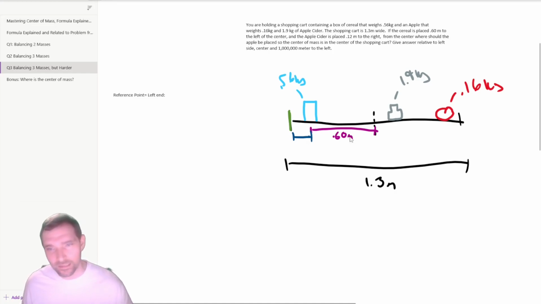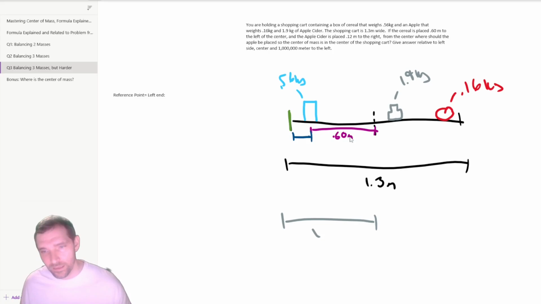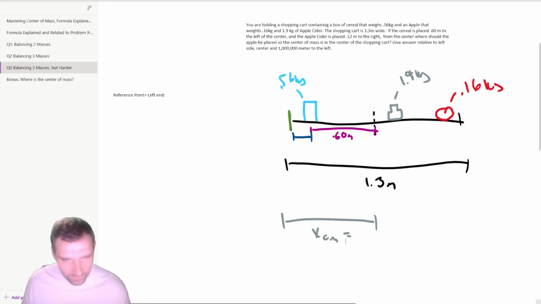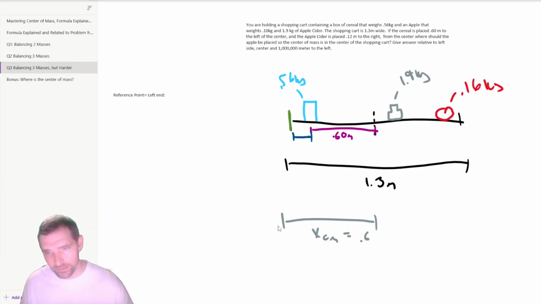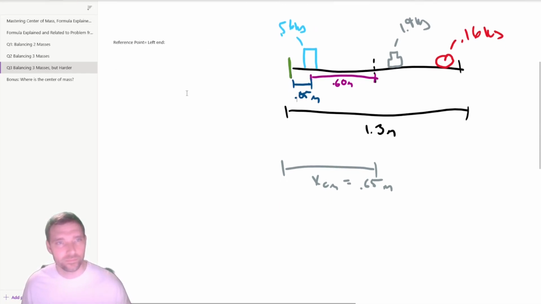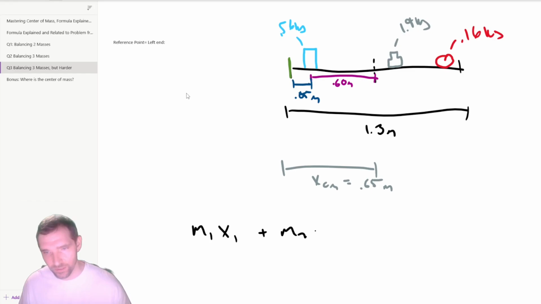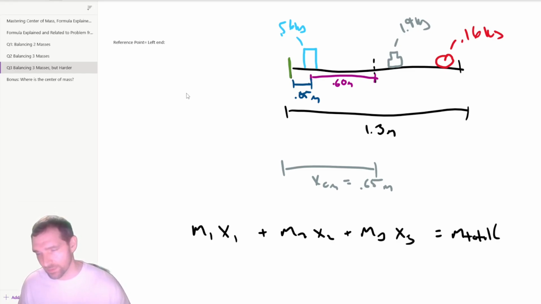So we can see that the x center of mass is just half of that. So let's get that number. 1.3 divided by 2, 0.65 meters. And then if you look here, if this is a length of 0.60, then this should be a length of 0.05 meters. So we do have x1 and m1. So we've got m1 x1 plus m2 x2 plus m3 x3 is all equal to the total mass times the average position, or the center of mass.